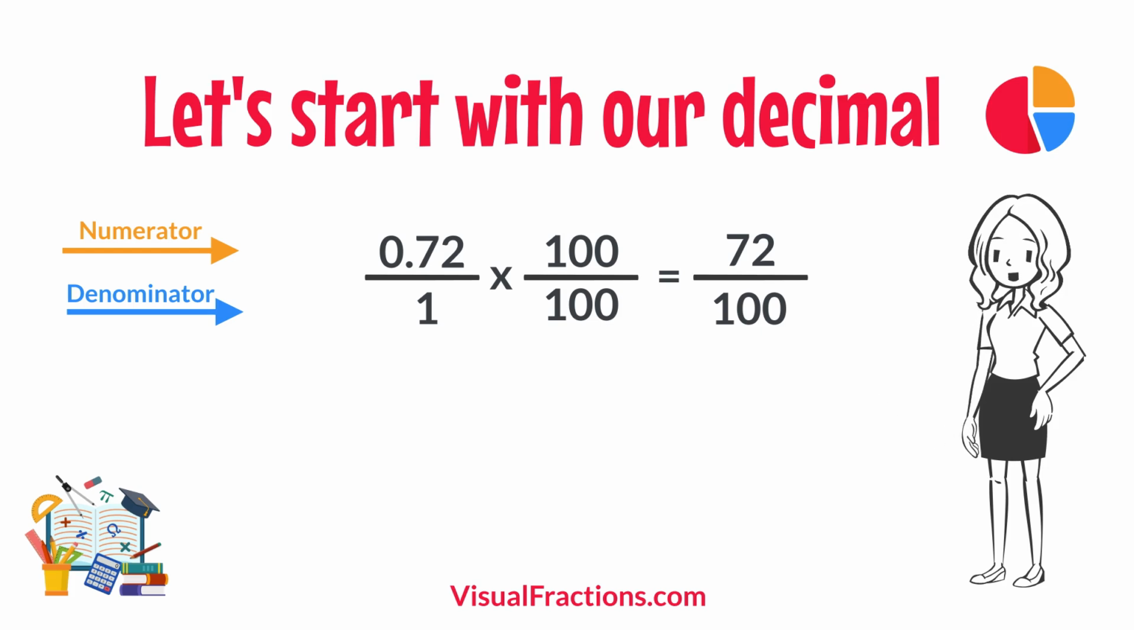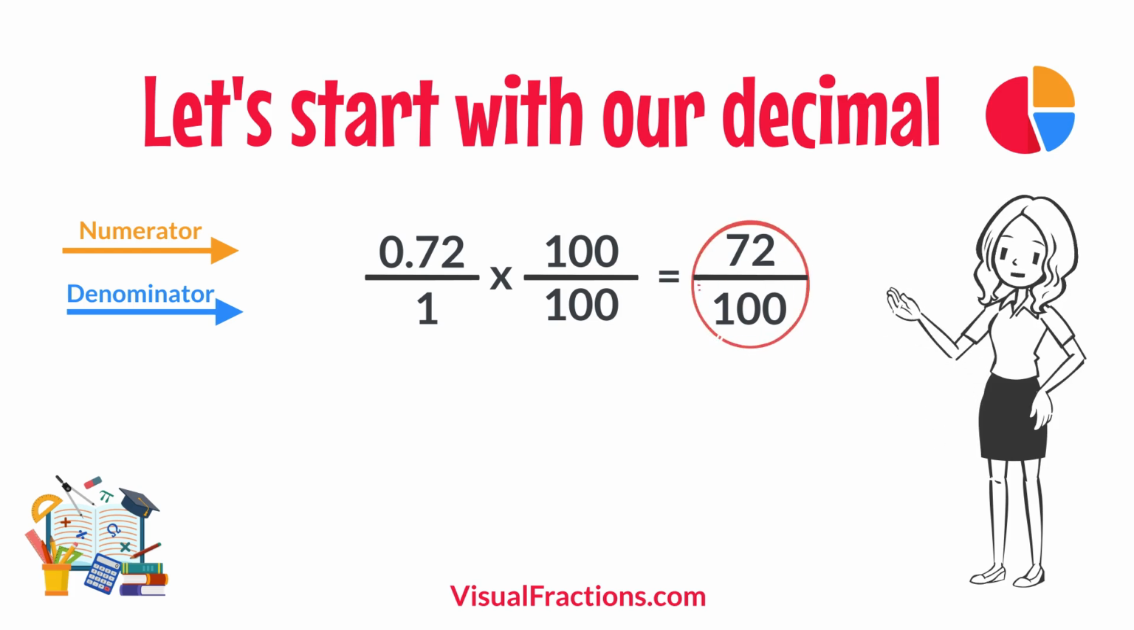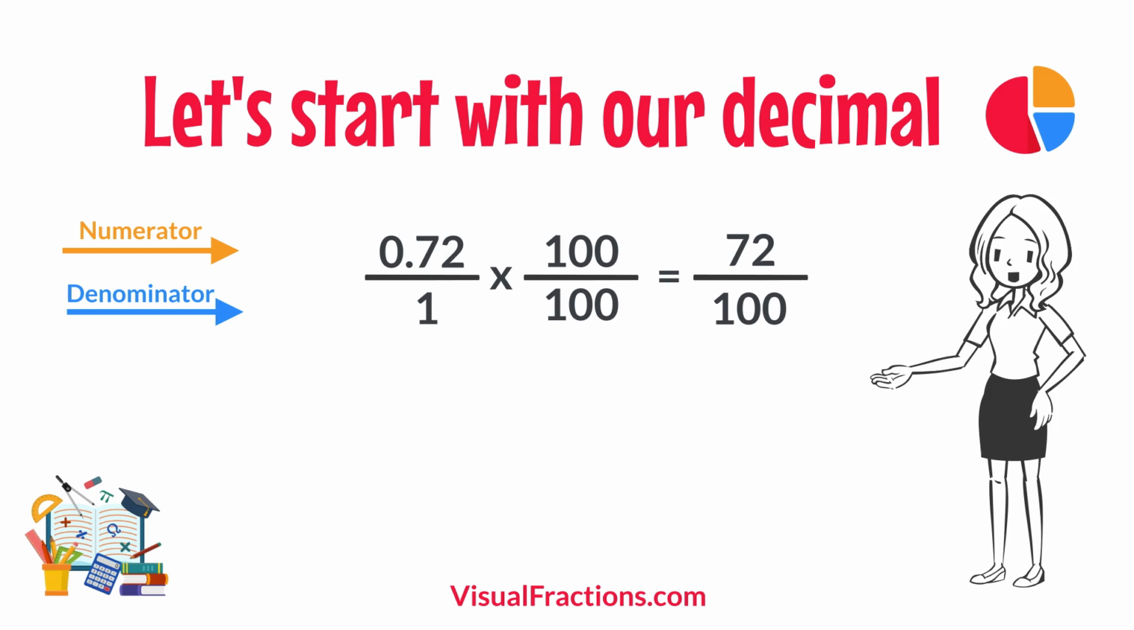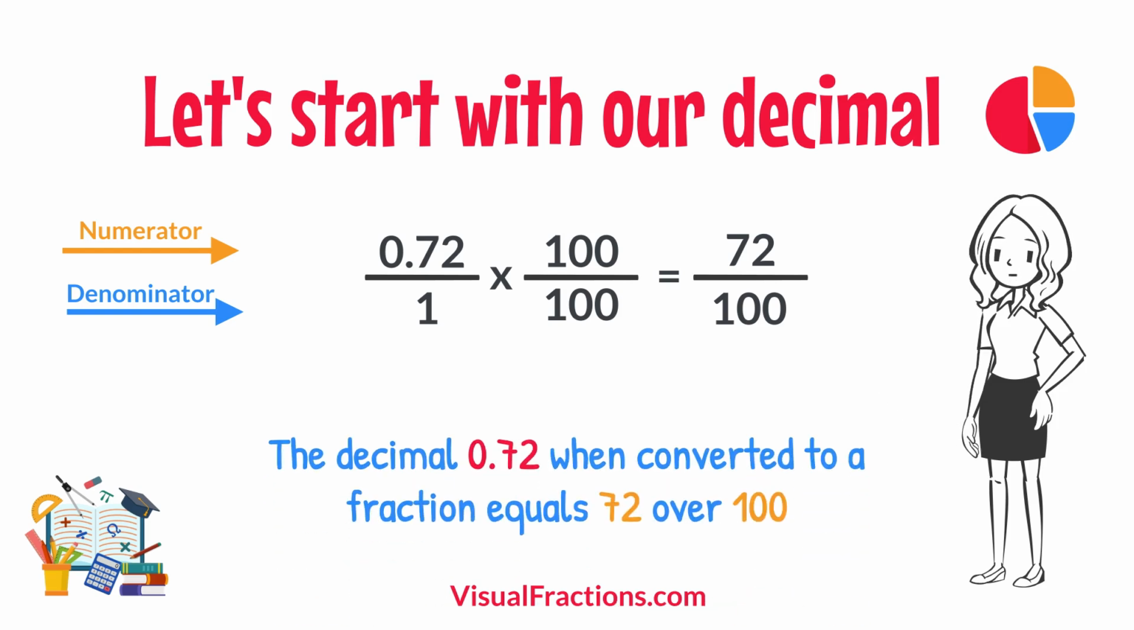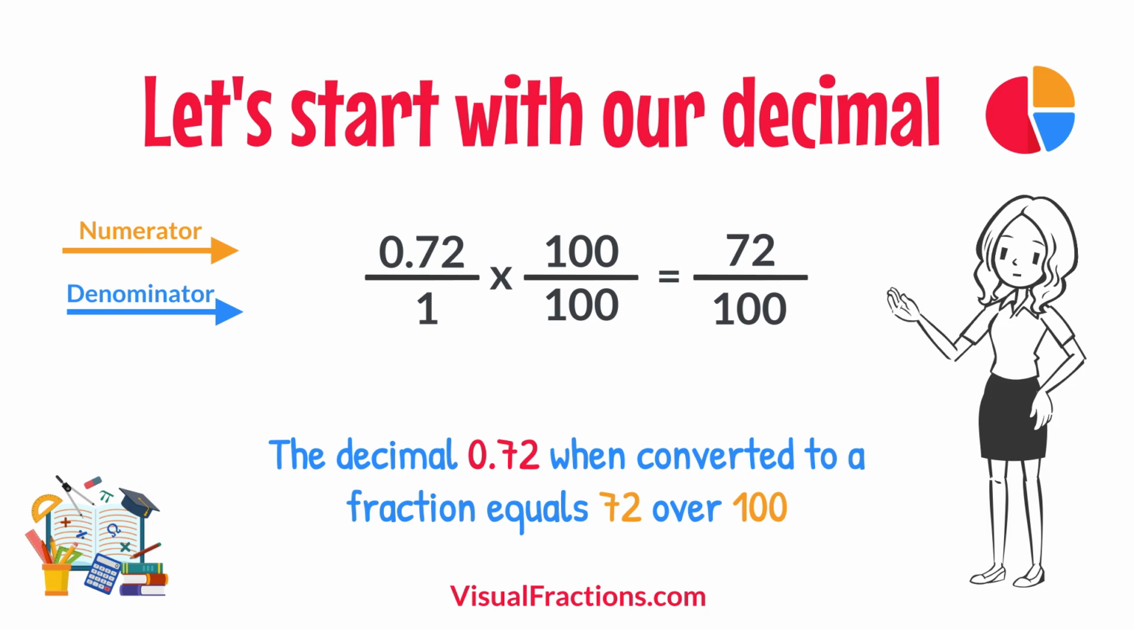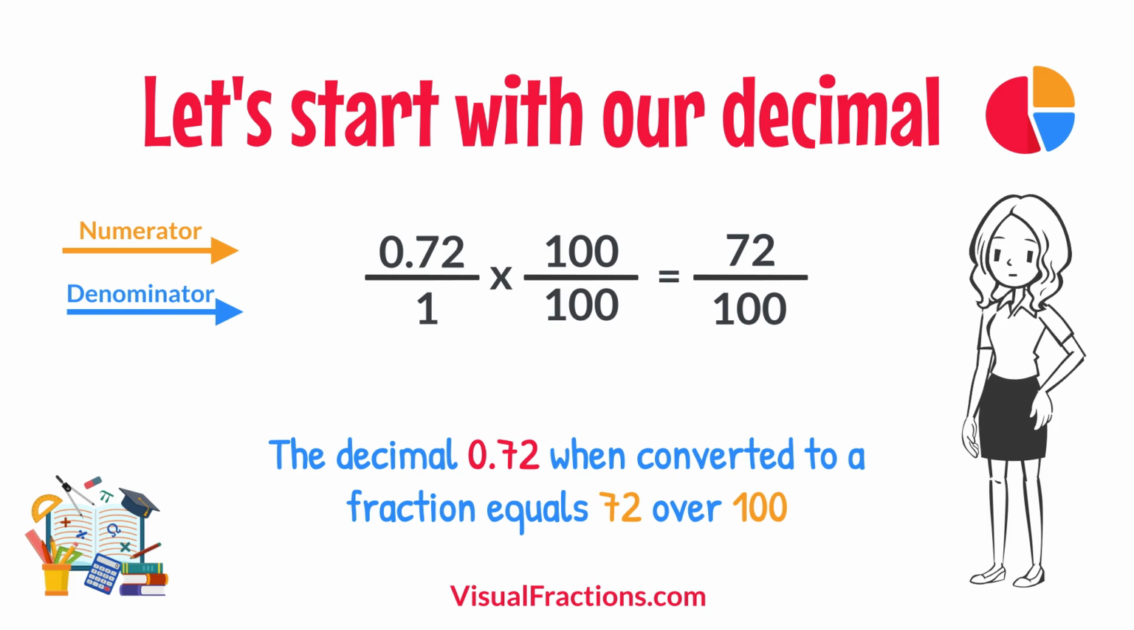This translates 0.72 to the fraction 72 over 100. And there you have it. The decimal 0.72 when converted to a fraction equals 72/100ths. This fraction is in its simplest form and cannot be further simplified.